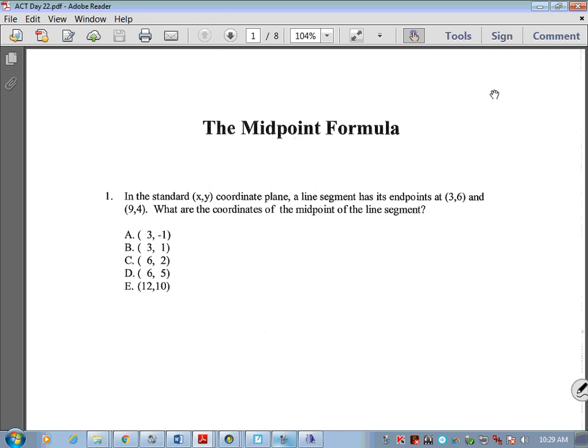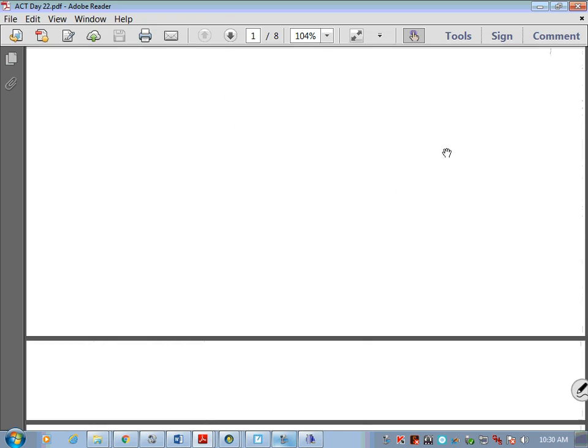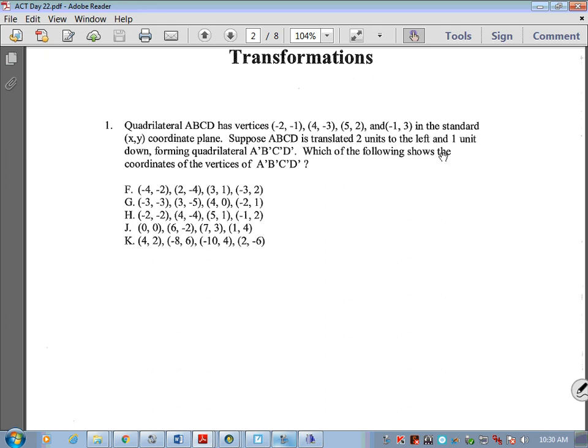Number 1 should have gotten D, 6.5. So your whole midpoint packet was based around one question. Good job. All right, transformations.